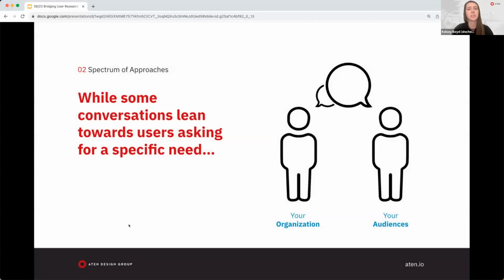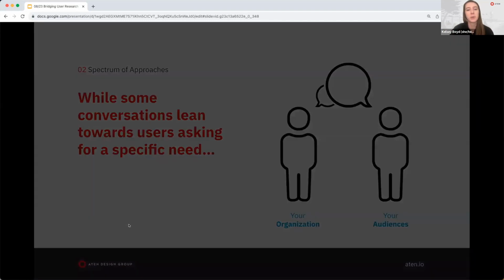And while some conversations lean towards users asking for a specific need, this might be something like paying a bill, registering for an event, checking the status of something, finding a piece of information that they're looking for. These tend to be a little bit more interactive in terms of users seeking out a piece of content, but are less often focused on the organization telling their story. So we'll go a little bit more into that as well.